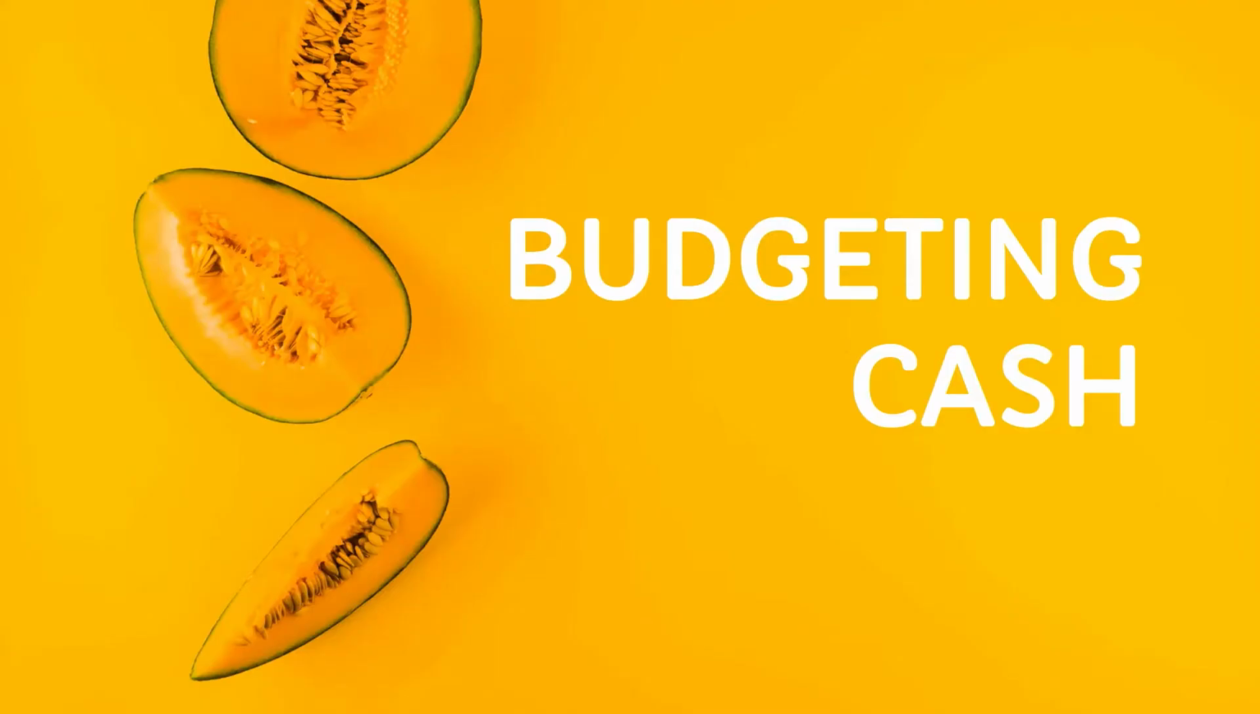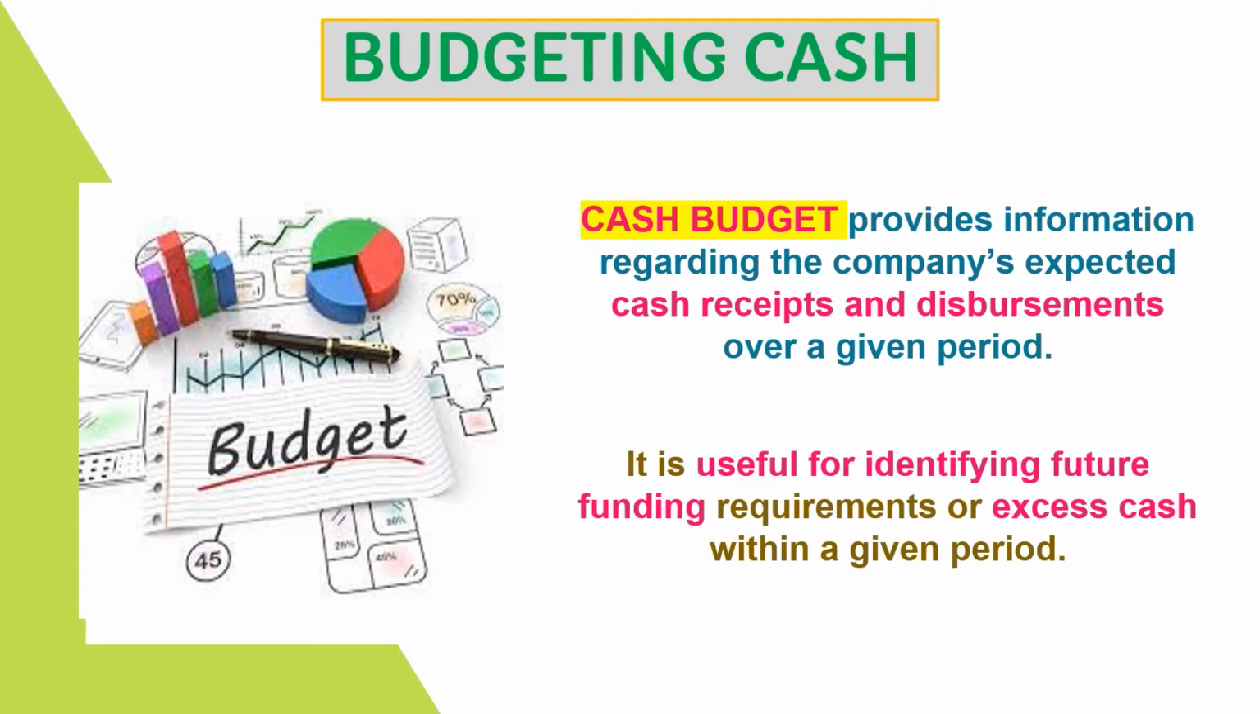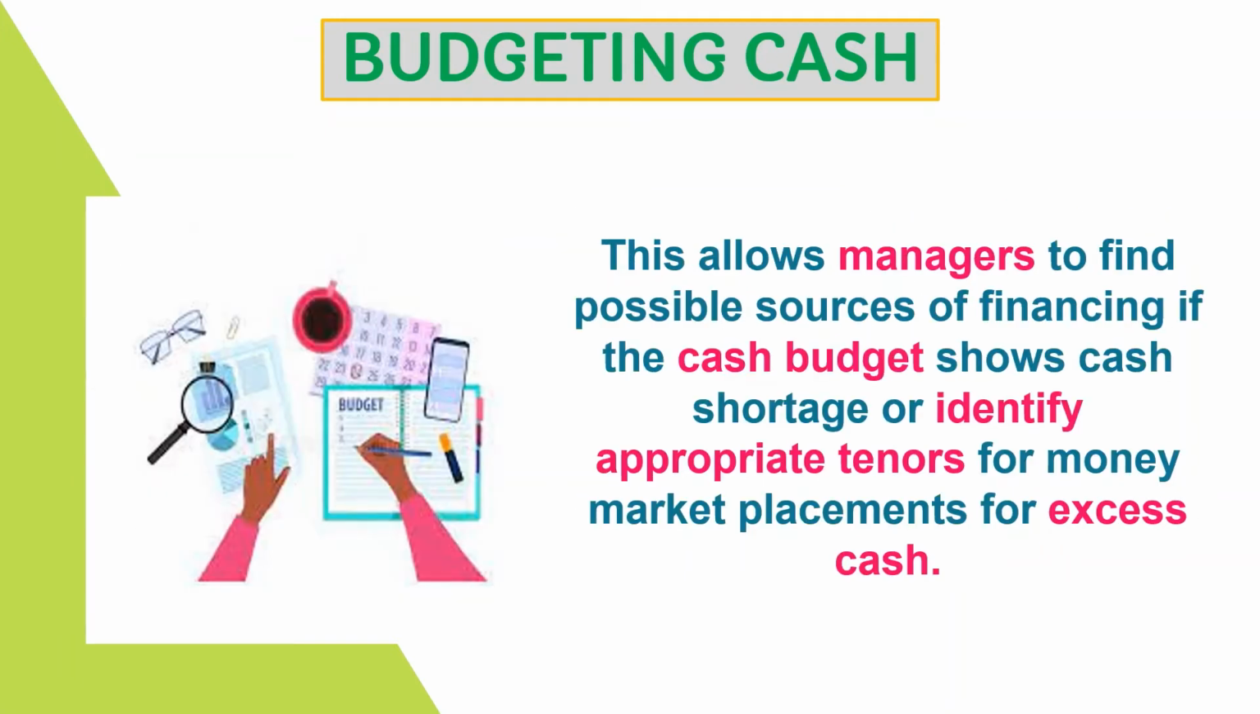Budgeting cash. A cash budget provides information regarding the company's expected cash receipts and disbursements over a given period. It is useful for identifying future funding requirements or excess cash within a given period. This allows managers to find possible sources of financing if the cash budget shows a cash shortage, or identify appropriate tenors for money market placement for excess cash.